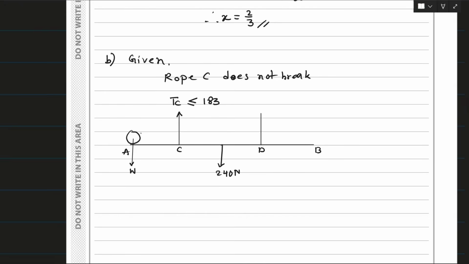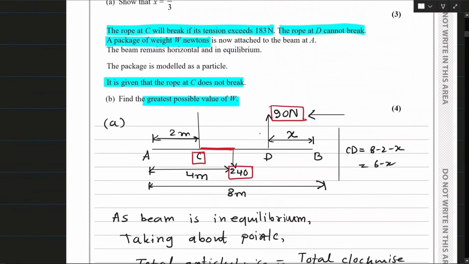Now we see that as a package is placed on our point A, the tensions in point C and point D will be different. So in part A, we saw that the tension in the point D is 90 newtons. This will not be the case here. We do not know the tension at D here because the weights have changed. As the weights have changed, the tension in the ropes will also change. But we see in the question that we have to find the greatest possible value of the weight.